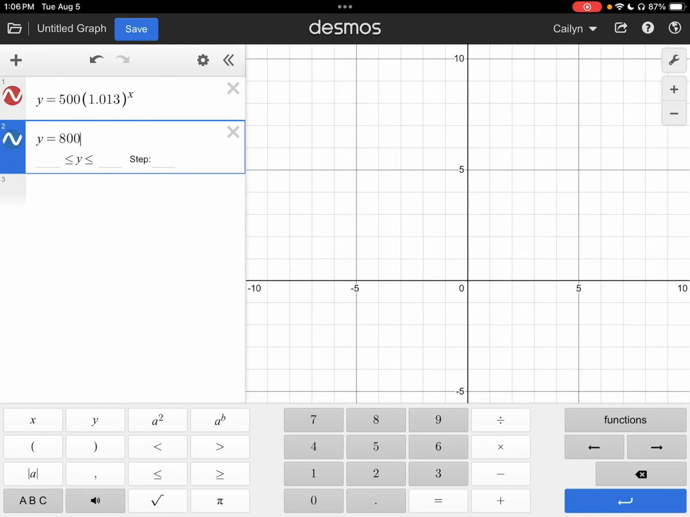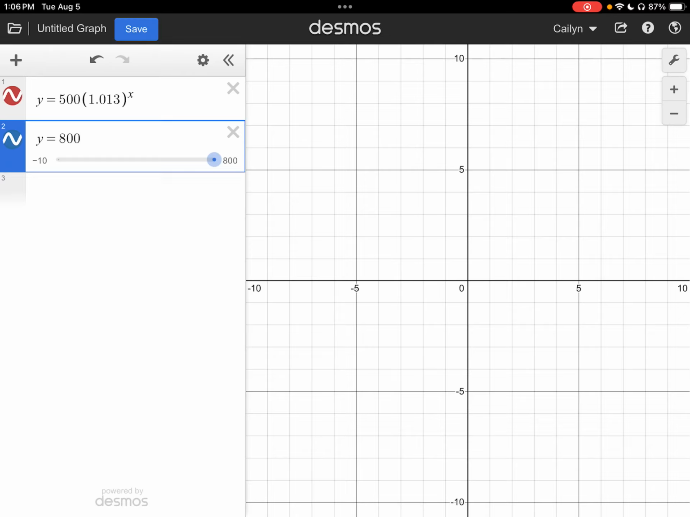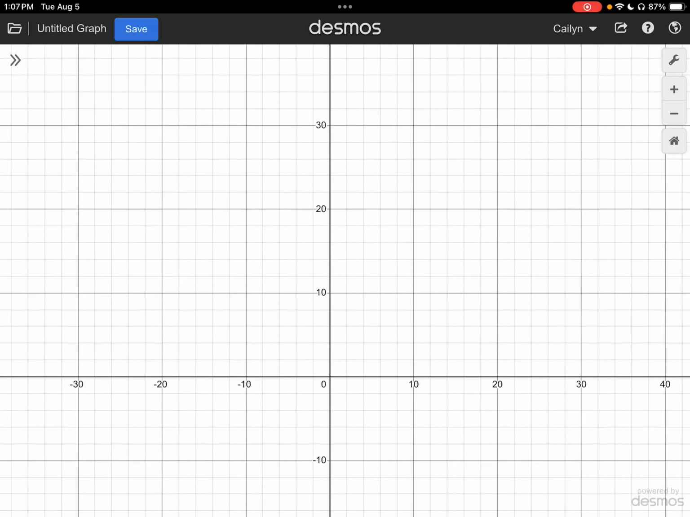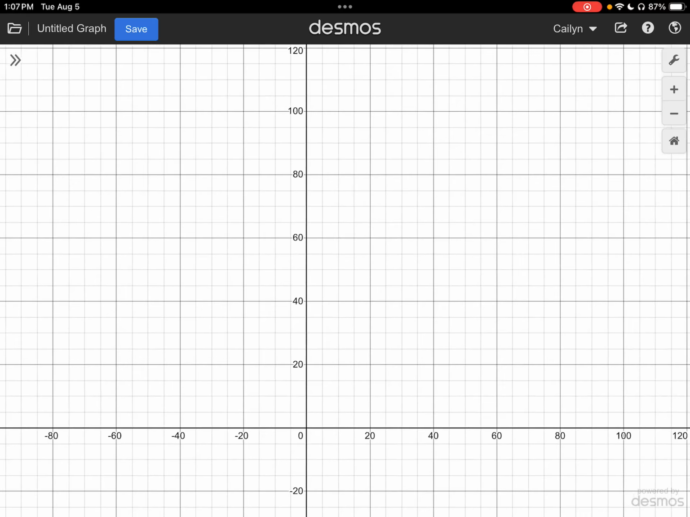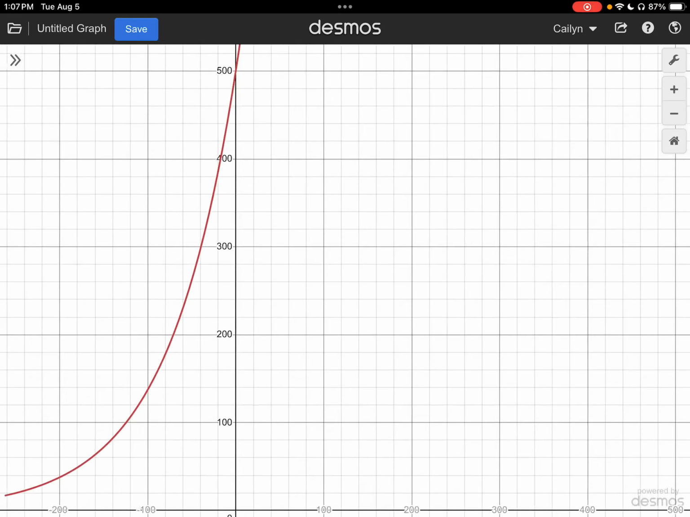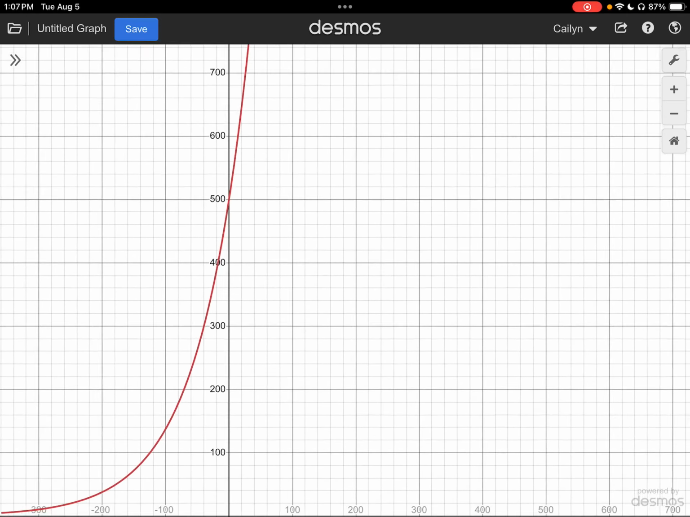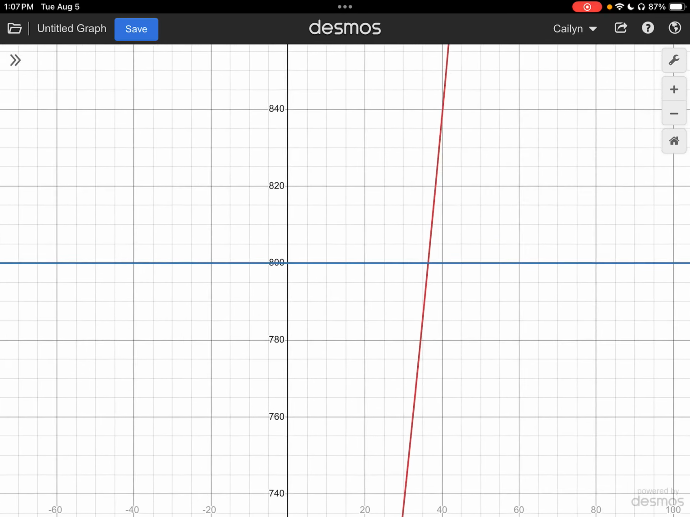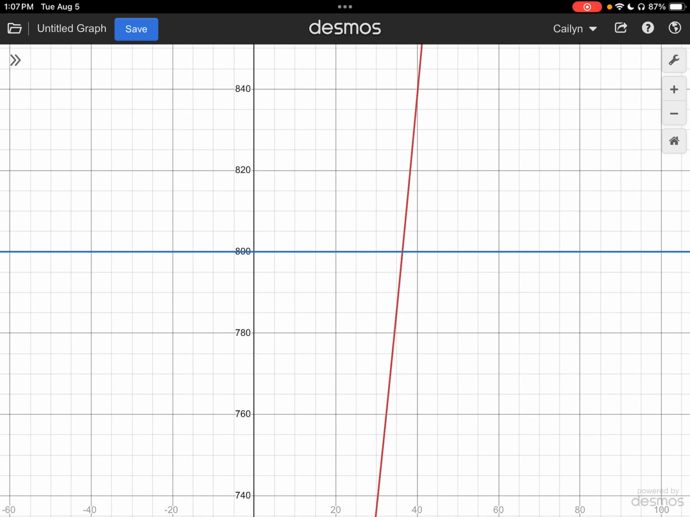And I know what you're thinking, Kaylin, I don't see those on here. And you're right. So what we need to do, one of the many reasons I love Desmos, is I can just pinch and drag. There's my equation, there's my model starting at 500. And now I can see where they intersect.